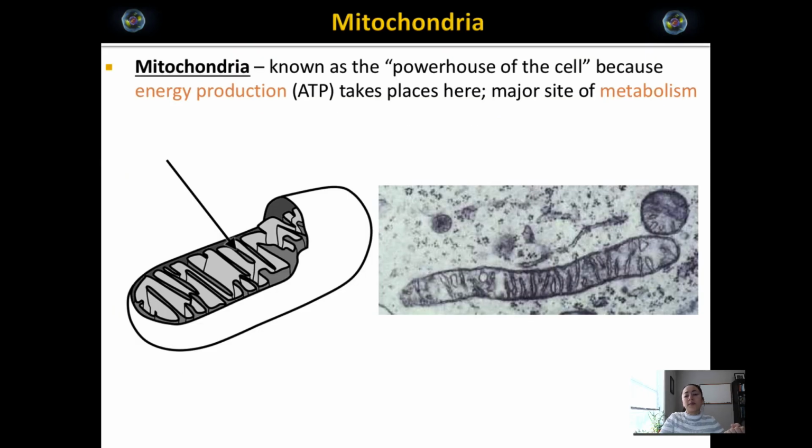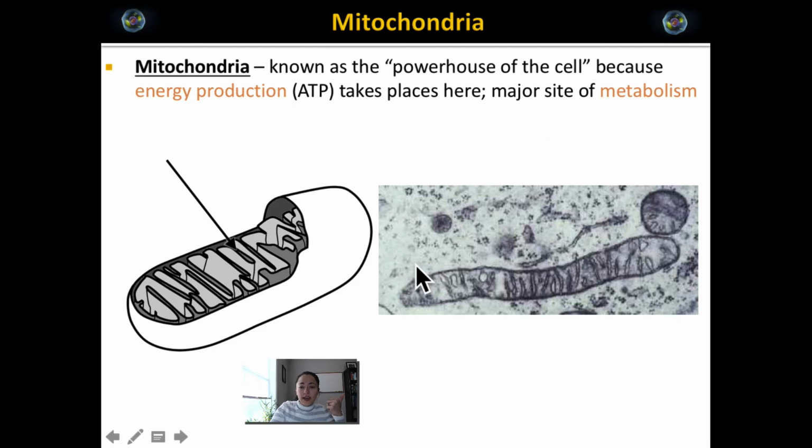Mitochondria are known as the powerhouse of the cell because this is where most of the energy production occurs. And cells need a form of energy called ATP to do anything. And all the ATP that a cell needs is made in these mitochondria. So we say that they are a major site of metabolism. They allow our body to do things.